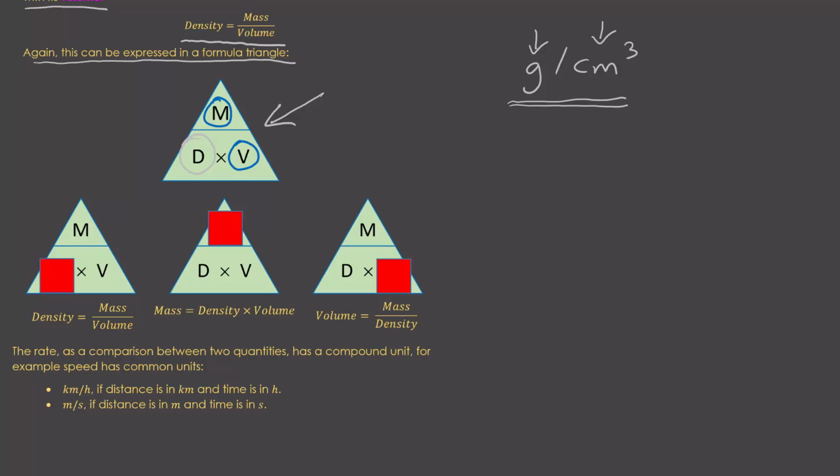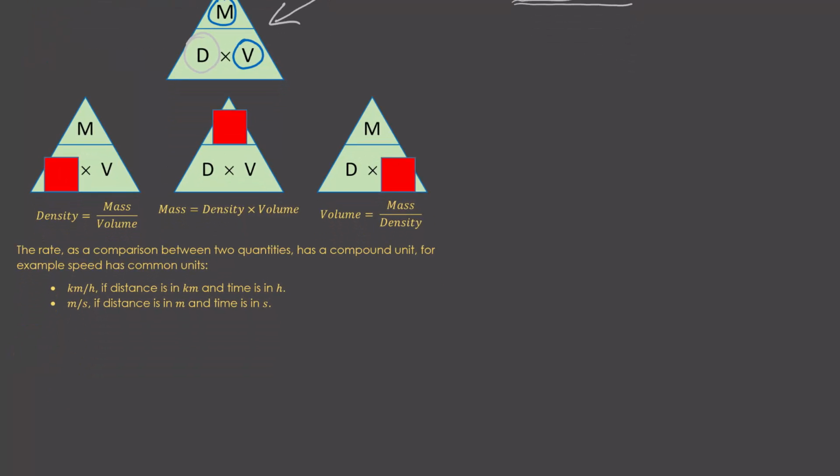Once again, we can use that triangle to find the third quantity if we have two of them. So covering up density, calculate mass divided by volume. Covering up the mass, it's density times volume. Covering up the volume is mass divided by density.